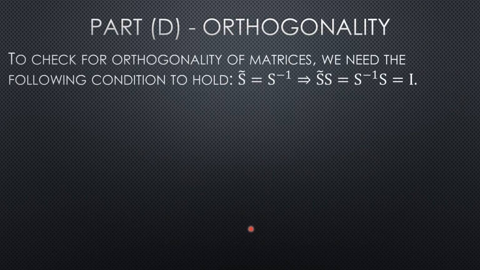So now we get to move into the concept of orthogonality again. To check for the orthogonality of matrices, we need to see if the following conditions hold. To be orthogonal, we're told that the transpose equals the inverse. And if this is true, then if I multiply this transpose by the matrix itself, knowing that the transpose is the inverse, I should get out the identity matrix. Now, we need to show that this holds in order to conclude that this is true.